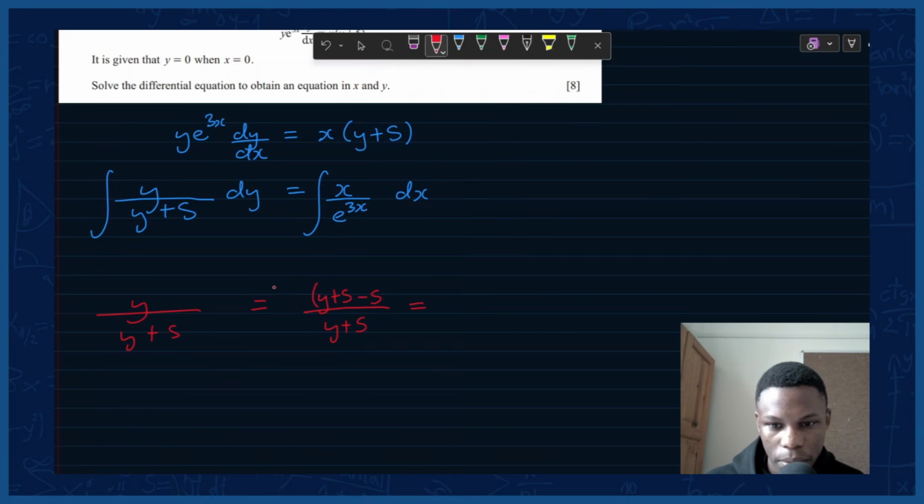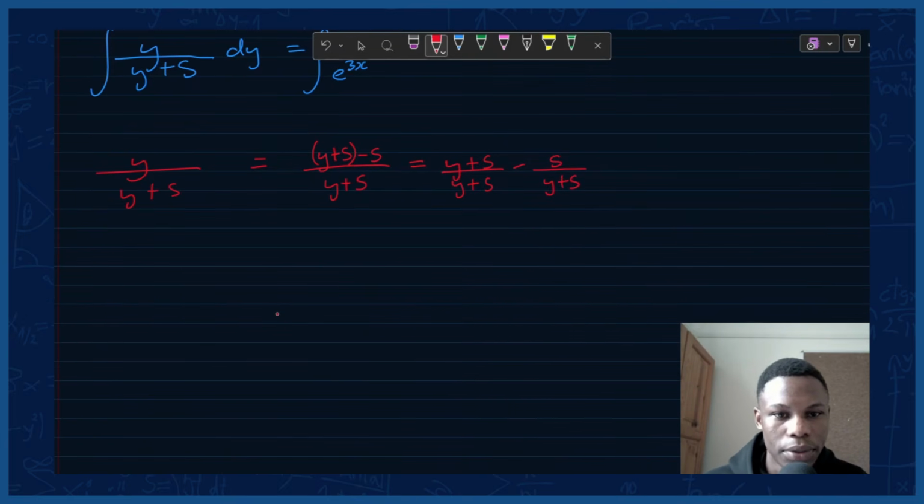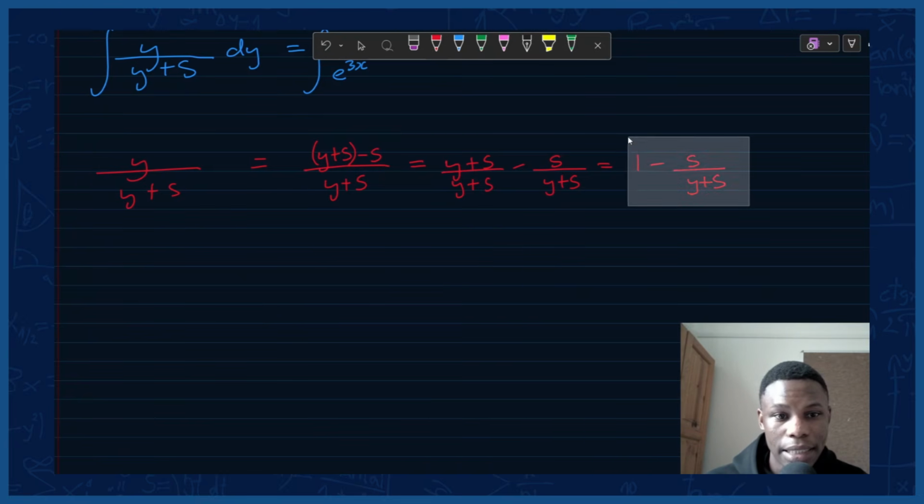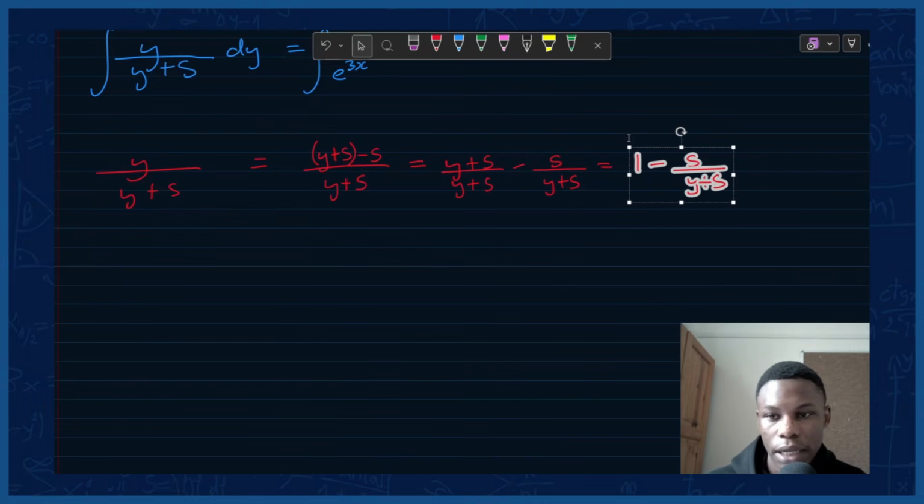But I'll put a bracket here. This allows me to then distribute this denominator and have y plus 5 over y plus 5 divided by y plus 5 minus 5 divided by y plus 5. And this is equal to 1 minus 5 over y plus 5. And this we know how to integrate directly.